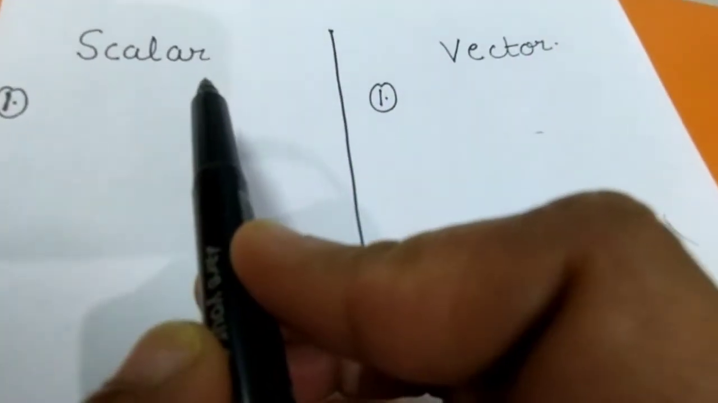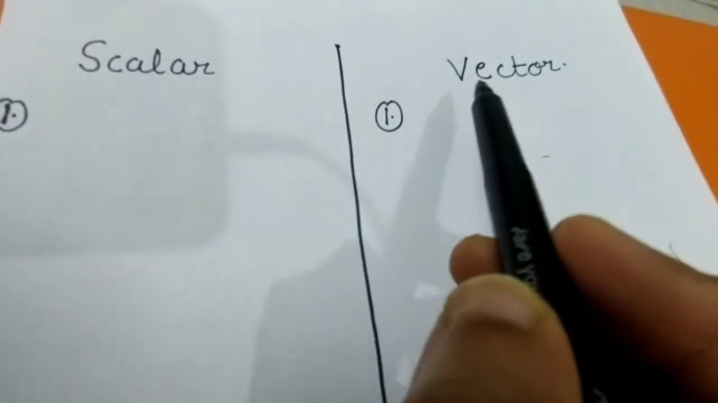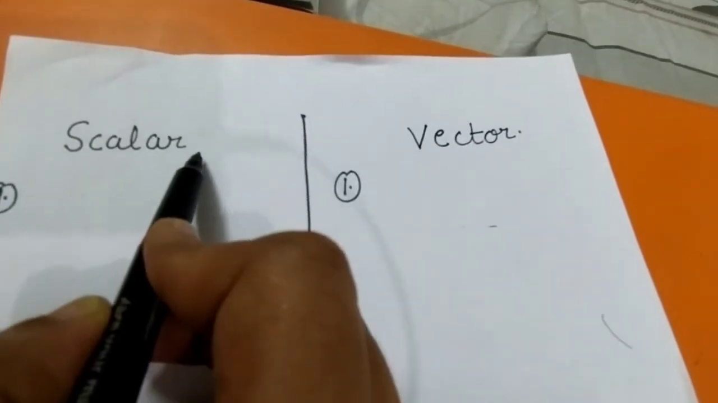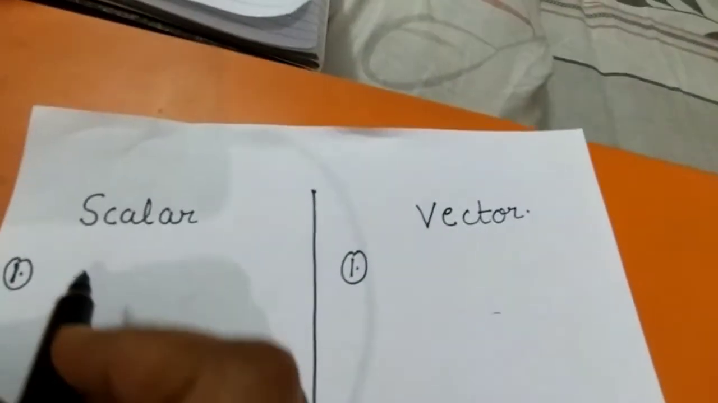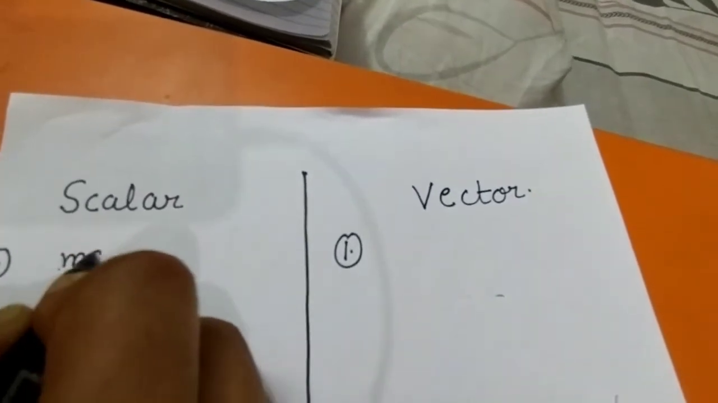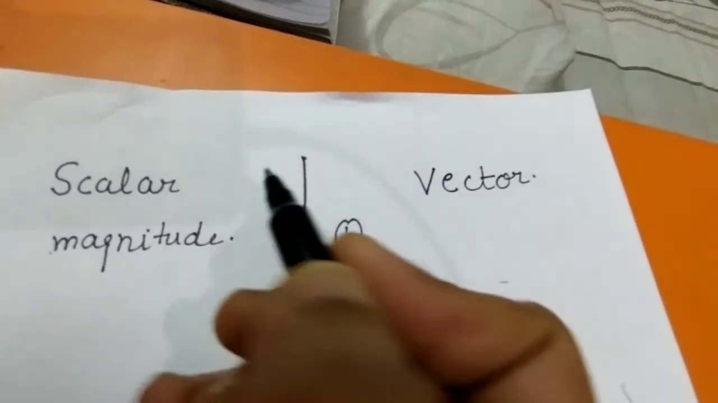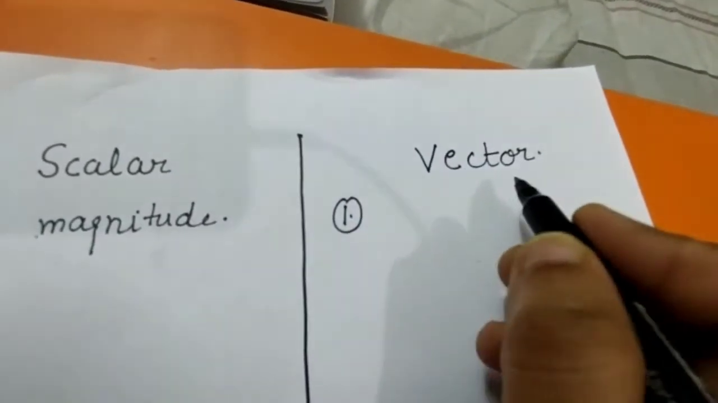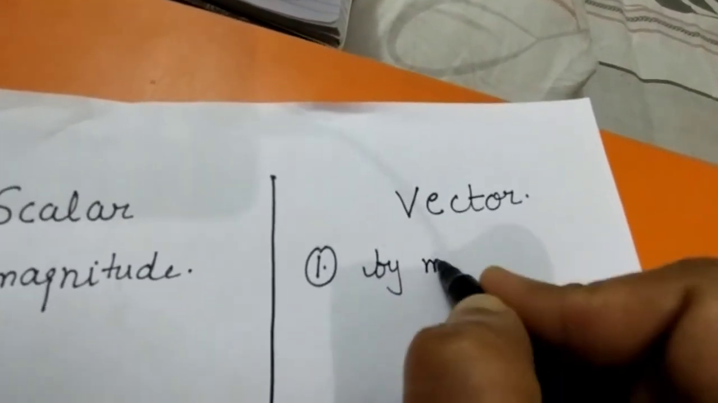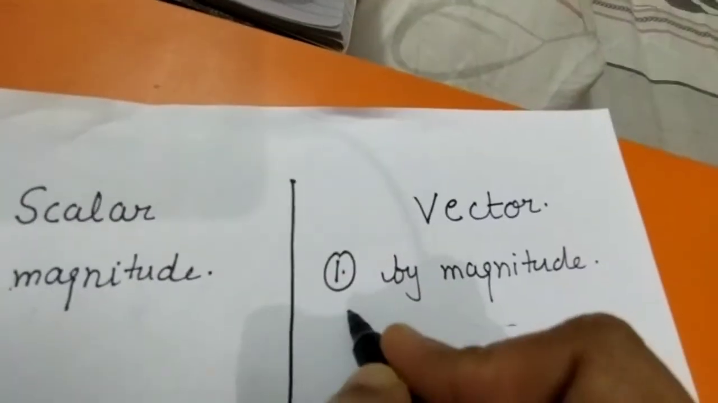Hello students, today we are going to differentiate between scalar quantity and vector quantity. So firstly, let us come to the definition of scalar quantity. Scalar quantity is that quantity which is represented only by its magnitude, whereas vector quantity is that quantity which is represented both by its magnitude as well as its direction.